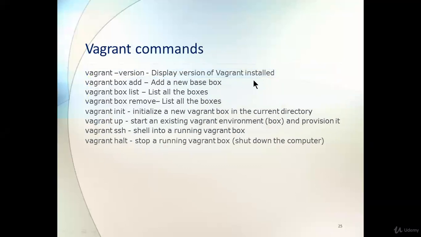So vagrant version to check the version, vagrant box add to add a new base box, vagrant box list to list all the boxes. To remove a box, we have to run vagrant box remove. To initialize, we have to run vagrant init. This is a very, very important command, because we're going to run it in the next lab. vagrant up makes sure your machine starts with the help of the configuration you have kept in the Vagrantfile. This is another important command. To take the SSH of your Vagrant box, vagrant ssh. vagrant halt is to stop the running Vagrant box.